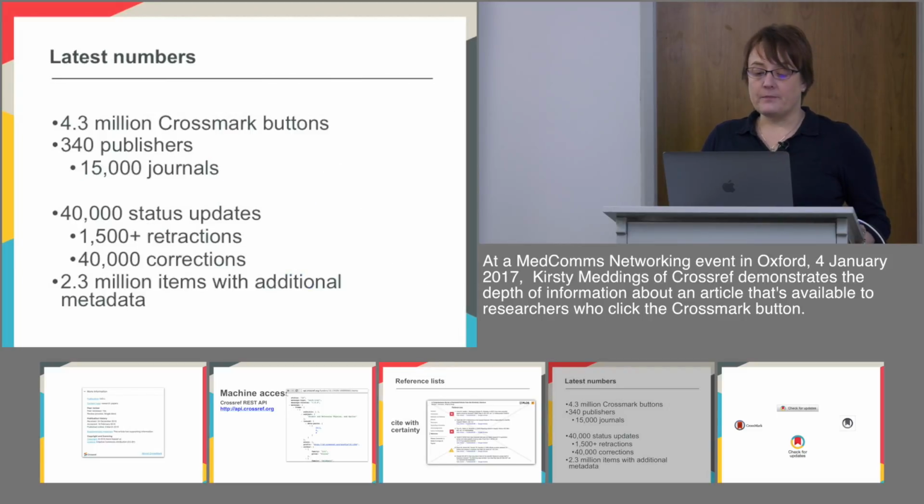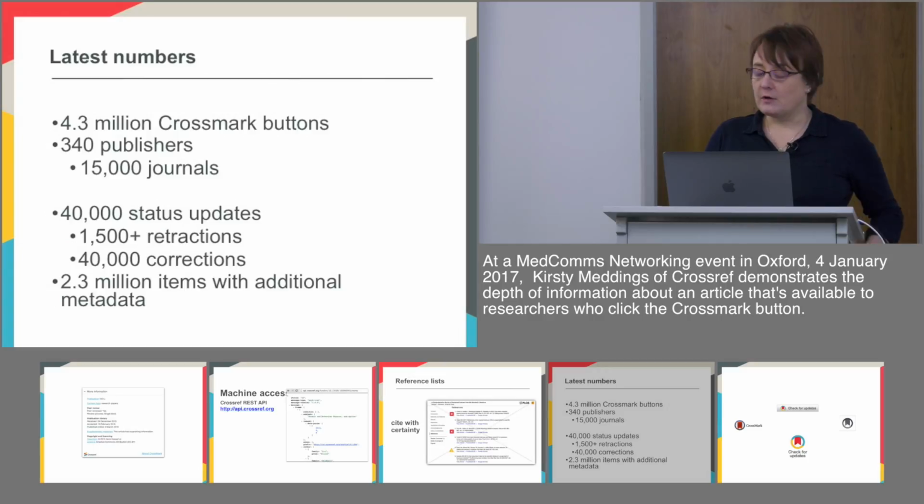Just some numbers about Crossmark. Crossref itself has metadata for 85 million different content items, articles, book chapters, conference proceedings. So we're still only at a fraction of that. There are 4.3 million Crossmark buttons out there on scholarly publications. 340 publishers are applying the Crossmark button and sending us that metadata, and I think that's around about 15,000 journals at the moment. So a reasonable amount, but still not as far as we want to get, and we are encouraging all of our Crossref members to get going with this Crossmark service and send that additional metadata and put those buttons on their content.